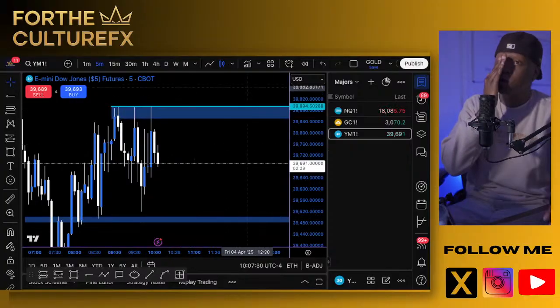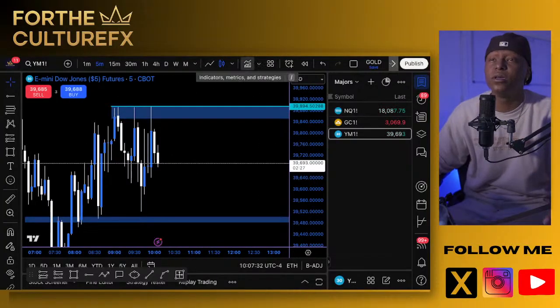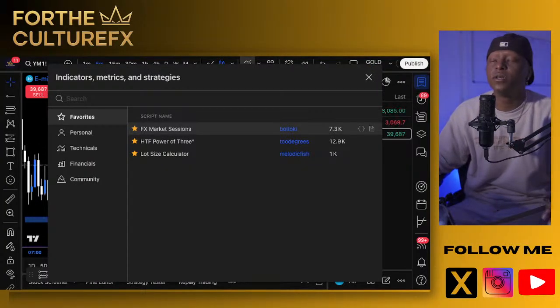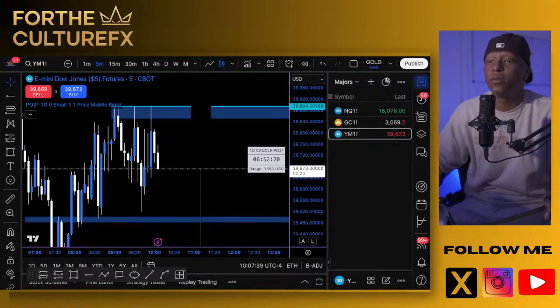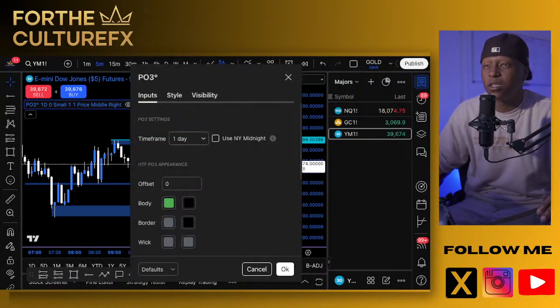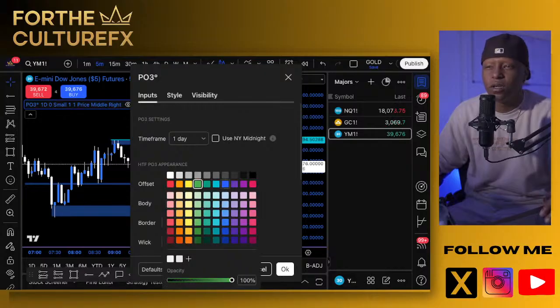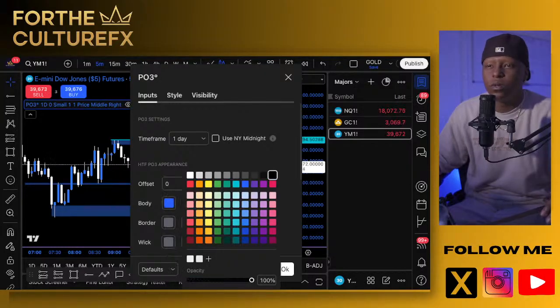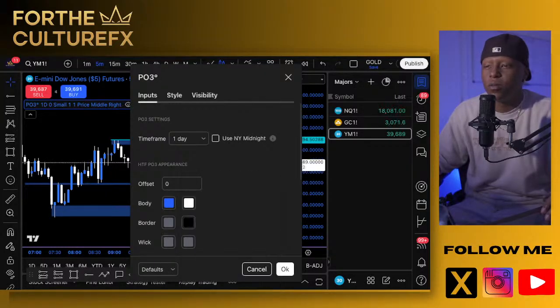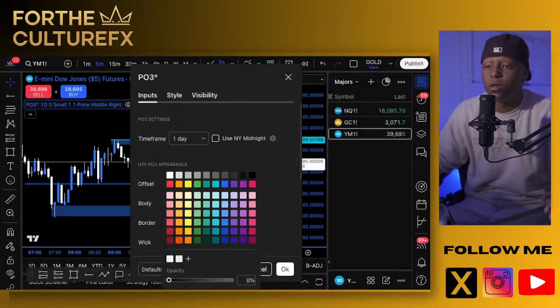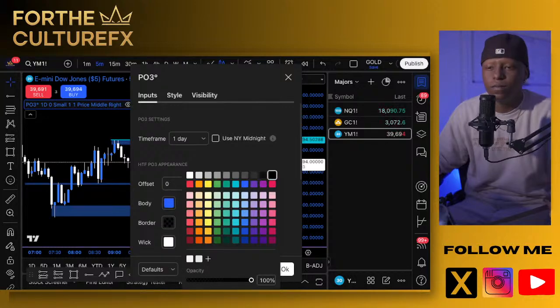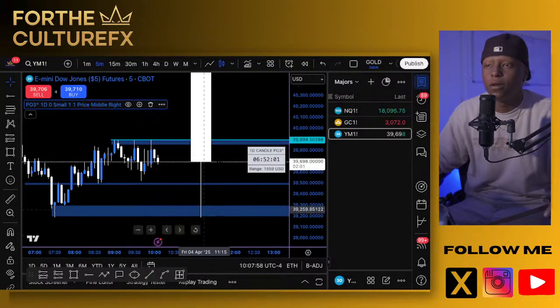All right, so wait, my indicator's not up here either. Let me see. That would have helped me. There we go. Oh man, it's not the right color. Blue, white, border wick is white, no border. All right, there we go.